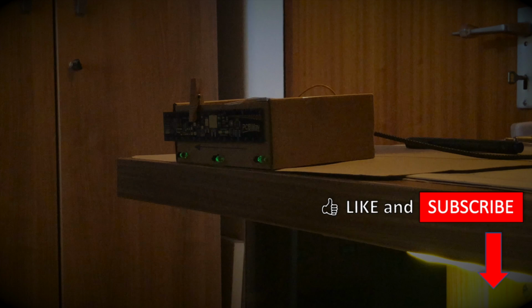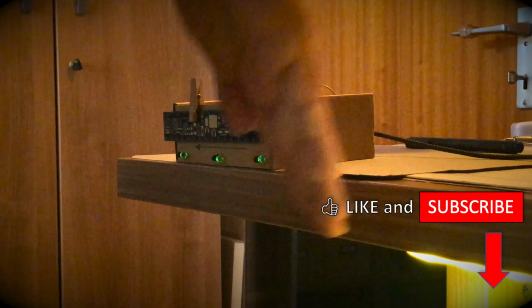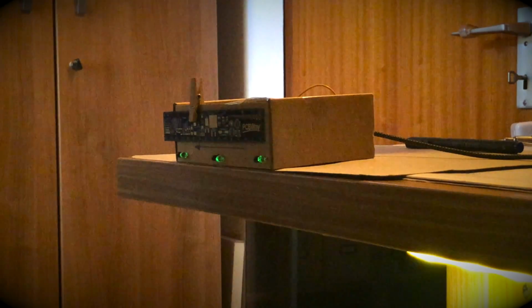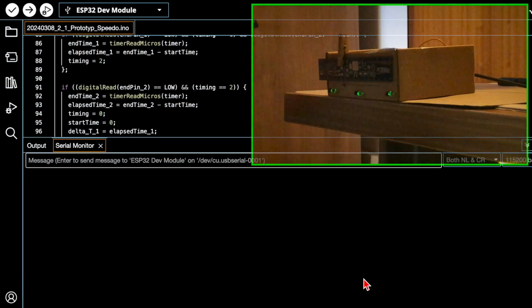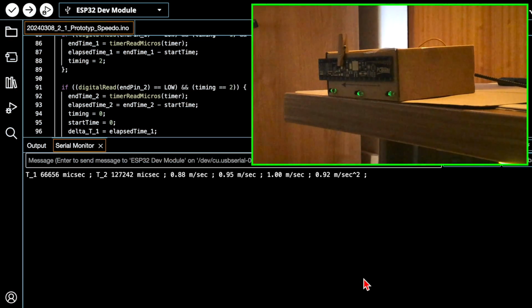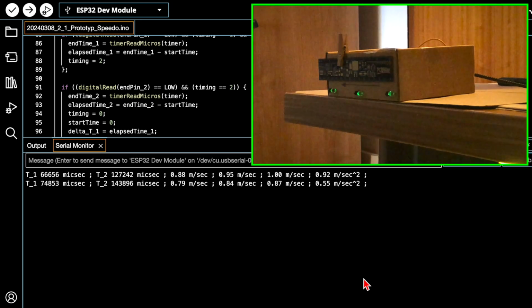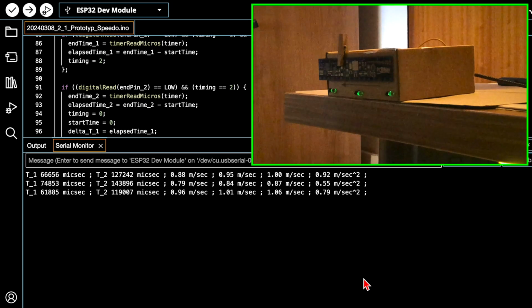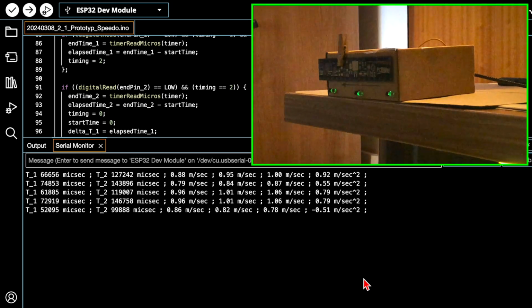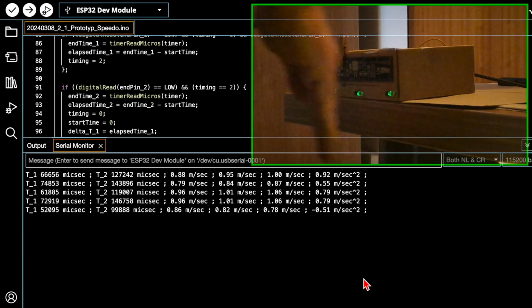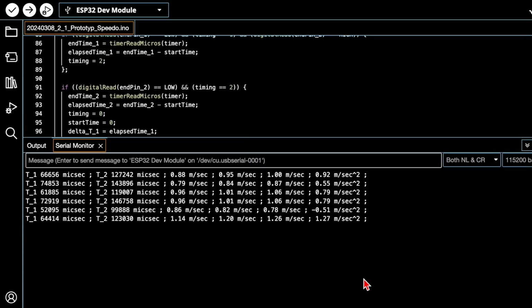I'm trying to move my hand in front of the sensors with constant speed, which I can achieve roughly only. These are the measured times in microseconds. Then there are the calculated speeds V0, V1, V2 and the acceleration. The values are making sense so far.